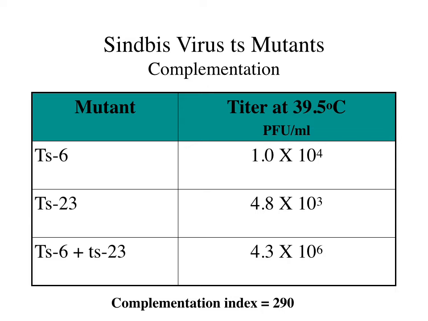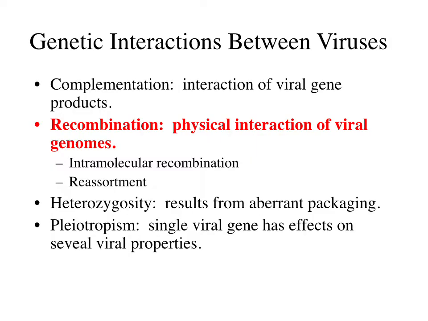Complementation is often the first genetic test carried out. It's easy and divides mutants into functional groups. It's the equivalent of chromosome mapping in a eukaryotic organism. Okay, so now we can move into recombination, and that actually involves the physical interaction of viral genomes. So your progeny viruses are going to be different than the parental viruses. And there are two types of recombination that we can see with viruses: intramolecular recombination and reassortment.